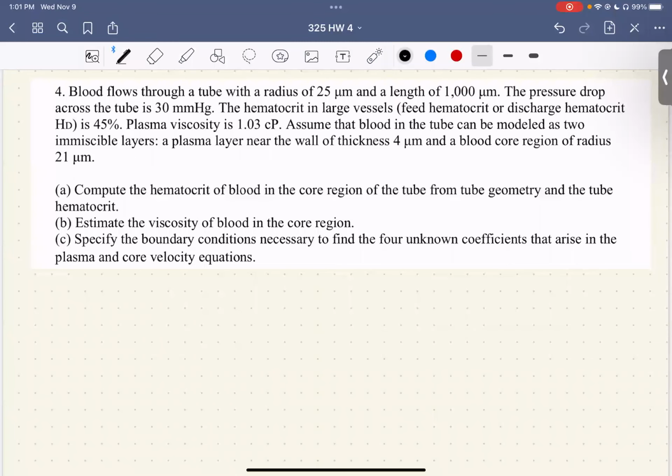Hey everyone, welcome to the walkthrough for homework 4, question 4. This question is about the hematocrit as well as blood flow. So let's get started by just reading the question.